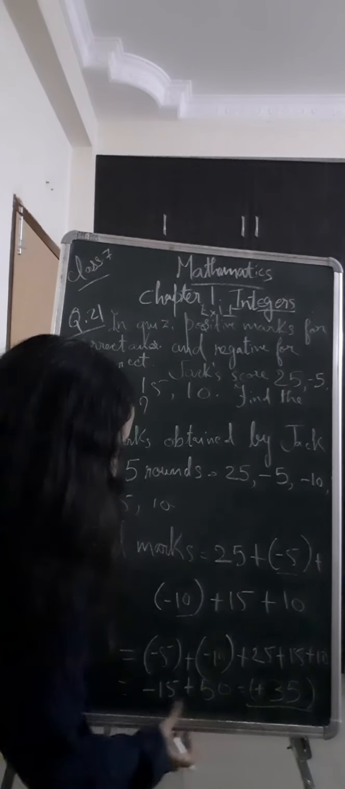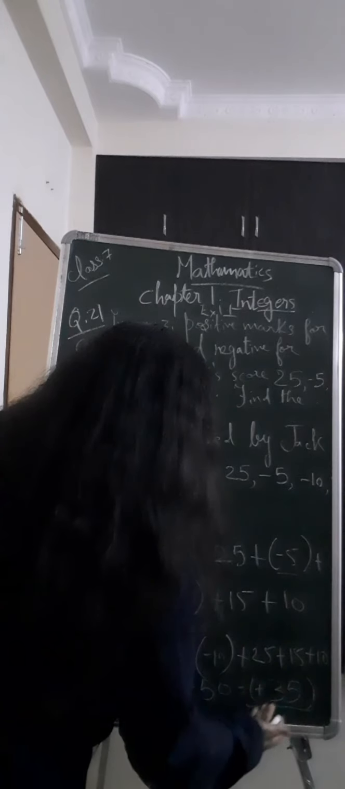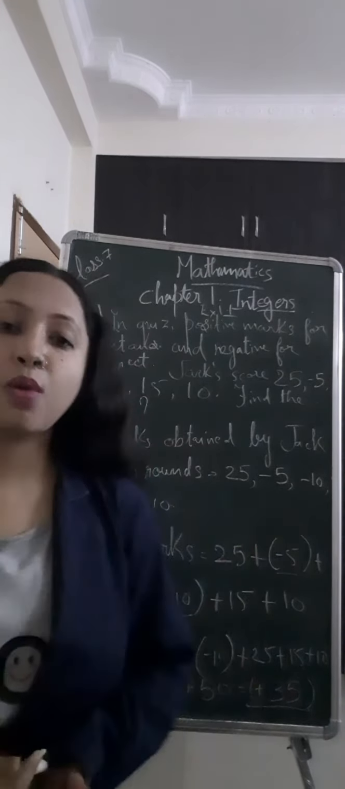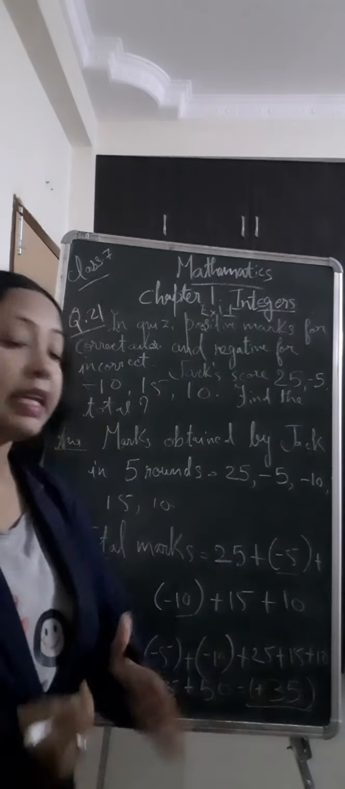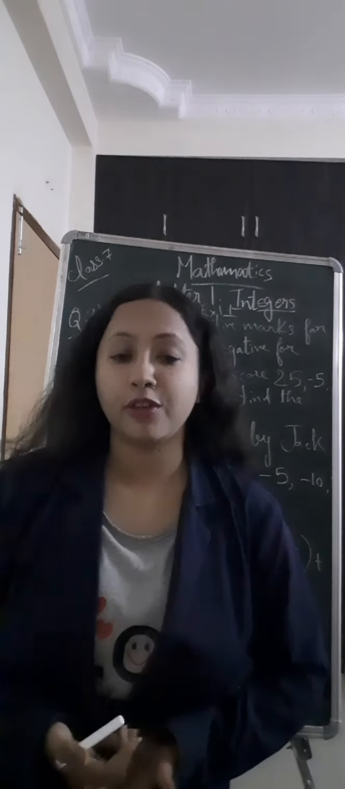Since the greater number over here is 50 and it has the positive sign, our answer 35 will also have a positive sign. So the total marks scored by Jack in the 5 rounds of the quiz is 35 marks. Okay, so hope you have understood this, children. Now we are proceeding to our next question.